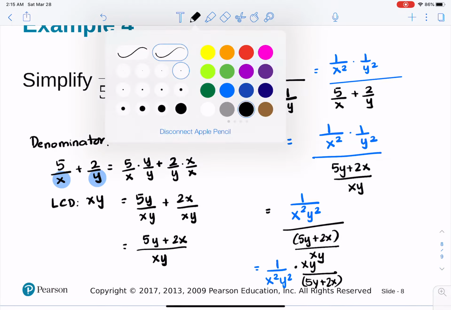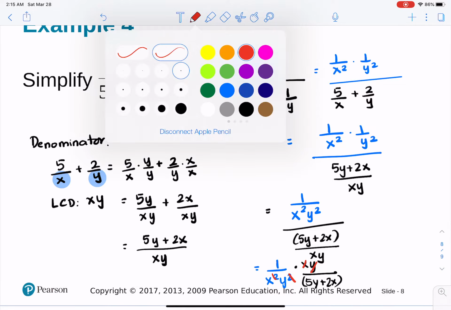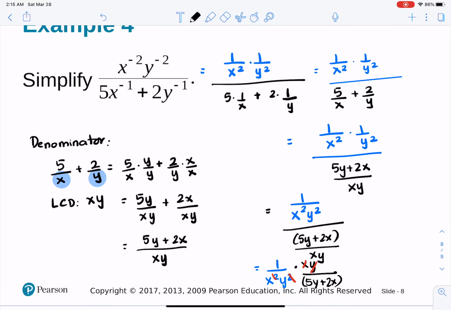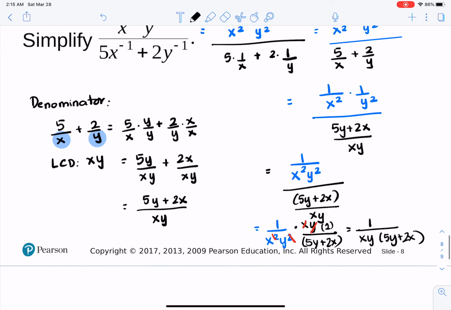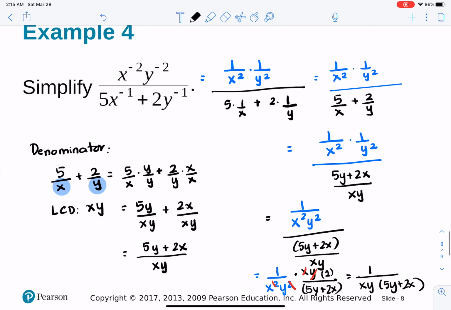We have an x in common. We have a y in common, so I'm going to cancel those. So the final answer would be 1 over xy times 5y plus 2x. And that is the end of complex fractions.